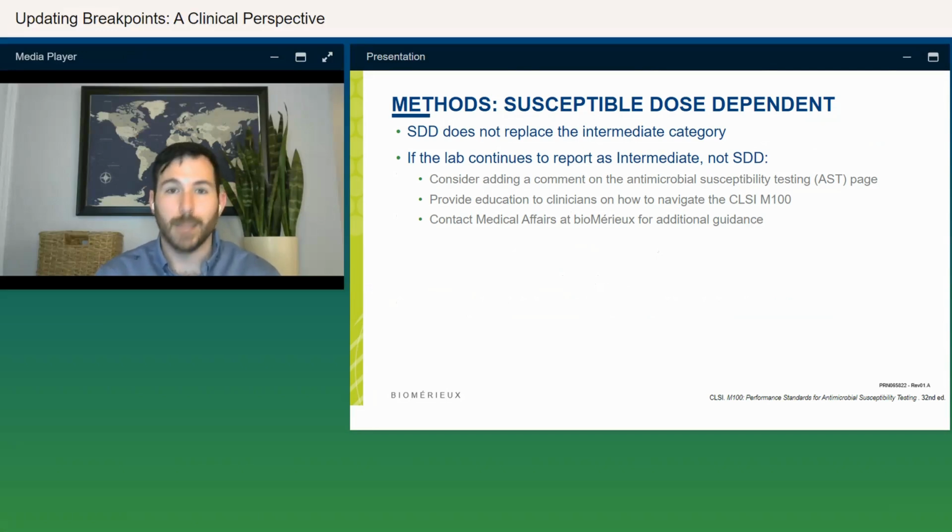What it does not mean is it does not replace intermediate. There are only select bug-drug combinations where SDD is currently applicable. If a lab does continue to report something as intermediate and not SDD, what they may want to do is include some additional comments about what it could mean in the context of that culture result, provide education to clinicians on how to navigate the CLSI M100 so they could understand what that is. And if you need some additional guidance, we at US Medical Affairs are also happy to help with these discussions.